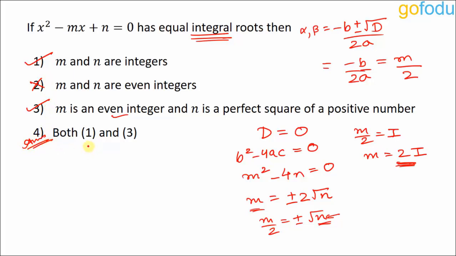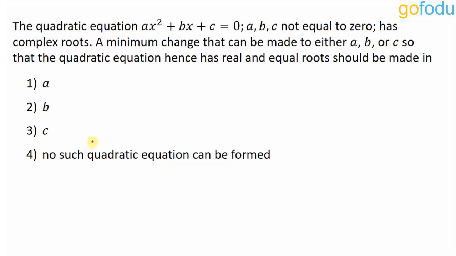Next question. The quadratic equation ax square plus bx plus c is equal to 0, abc not equal to 0, has complex roots. Now complex root, what does that mean? That means discriminant is less than 0. Then only the roots are imaginary. So d is less than 0. That means b square minus 4ac is less than 0. Okay, that means b square is less than 4ac.